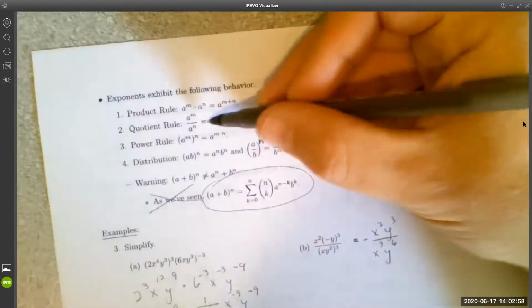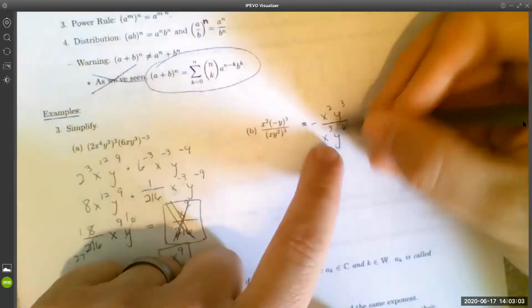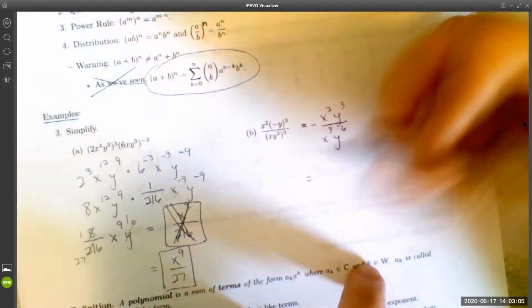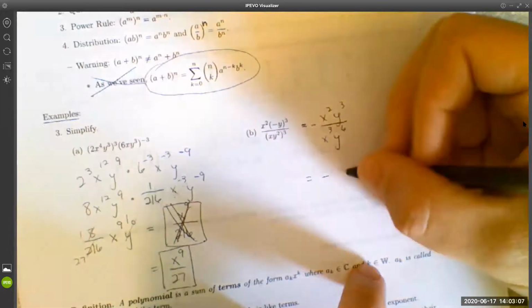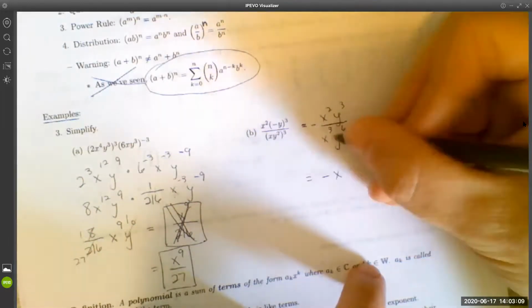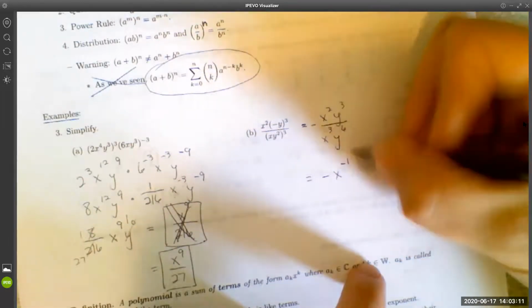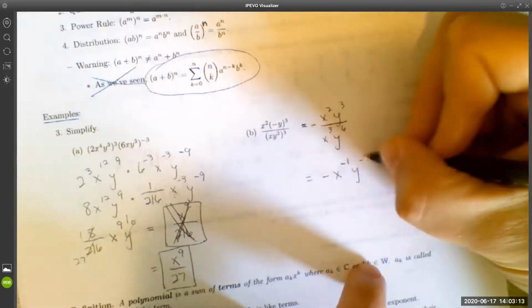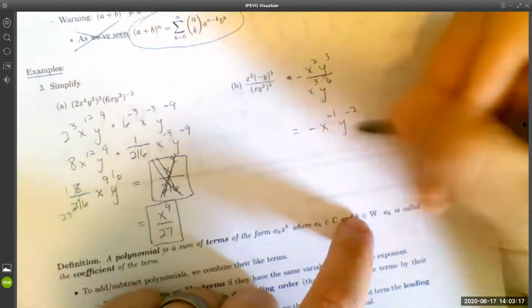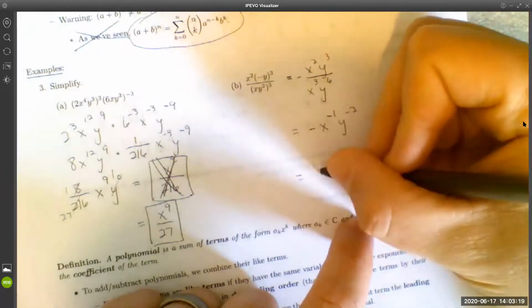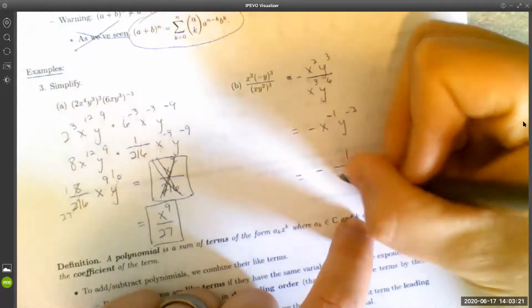And now I can use the quotient rule, right? Whenever I have like bases, I can subtract the exponents. So I've got 2 minus 3. So this is going to be negative x to the 2 minus 3 is negative 1. Y to the 3 minus 6 is negative 2. So rewriting that without the negative exponents, I would actually write that as negative 1 over xy squared.